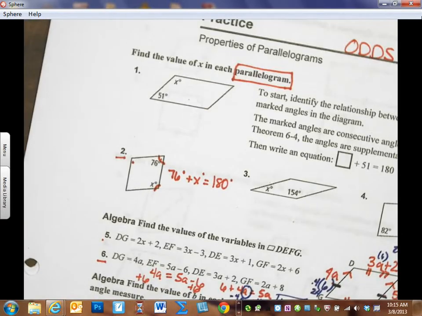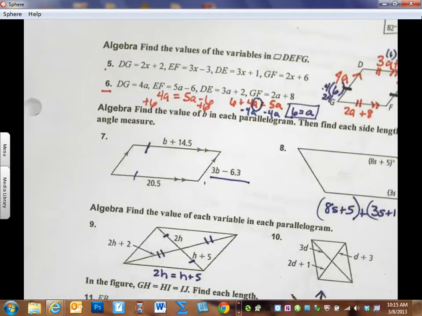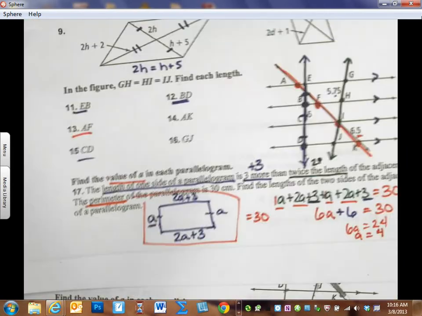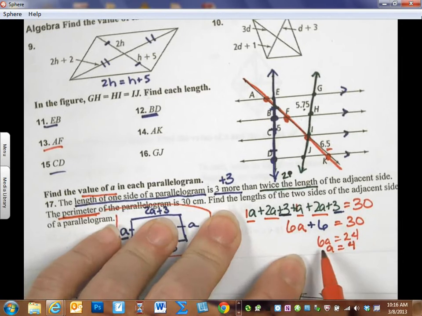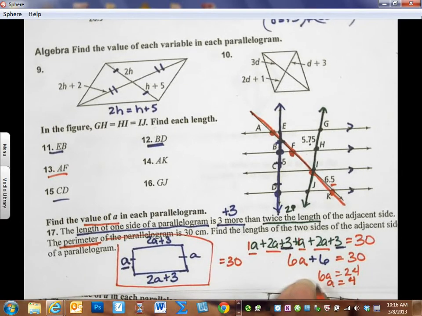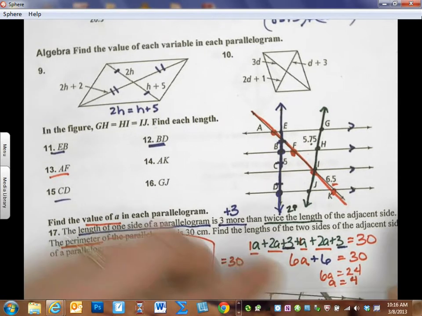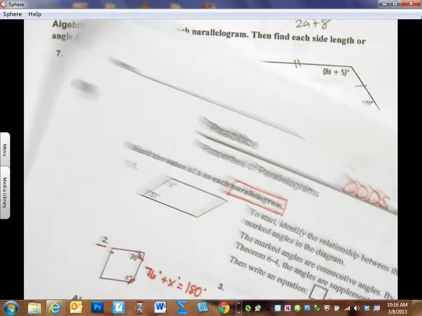Let's go to the back. Wait, can you go back? How'd you get 4? I divided both sides by 6. I was running out of space, so I didn't show it. We want that A by itself. How are we going to get it by itself? We have to make it 1A, so 6 divided by 6 is 1. All right, let's go to the next page.